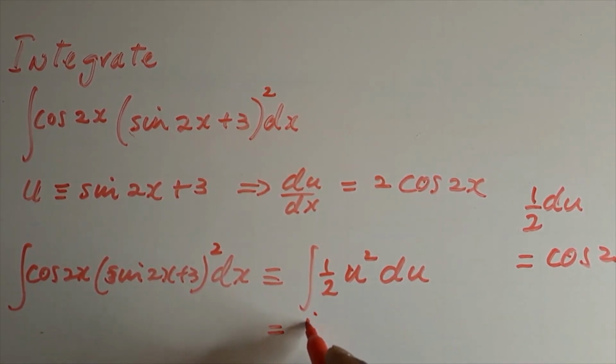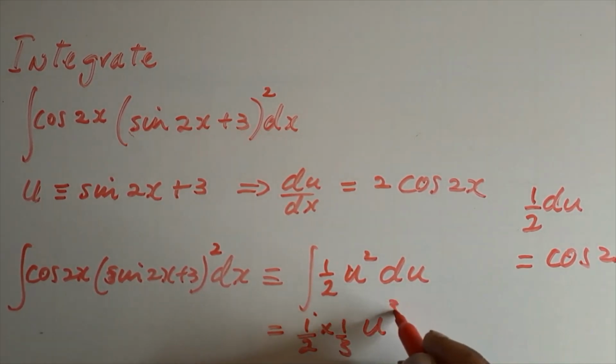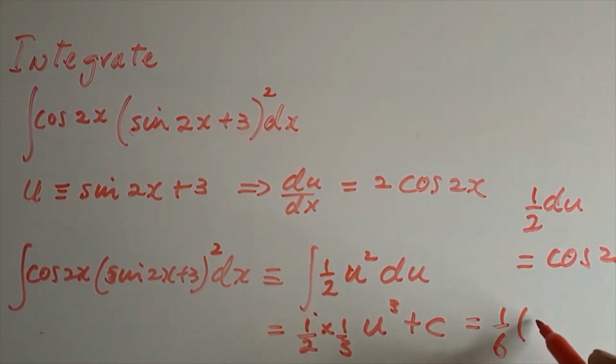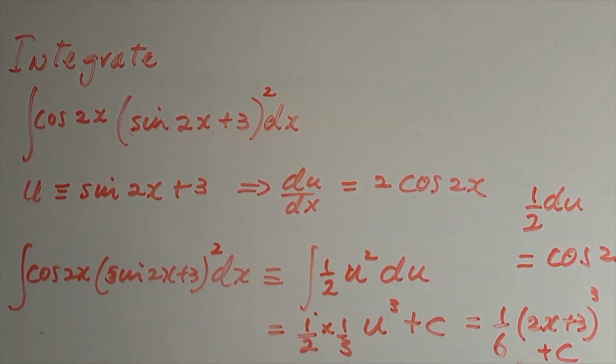We have a half multiplied by 1 over 3 u cubed add c, which is equal to 1 over 6. We substitute for u, which is 2x add 3, and it's cubed, add the constant of integration. So there you have it.